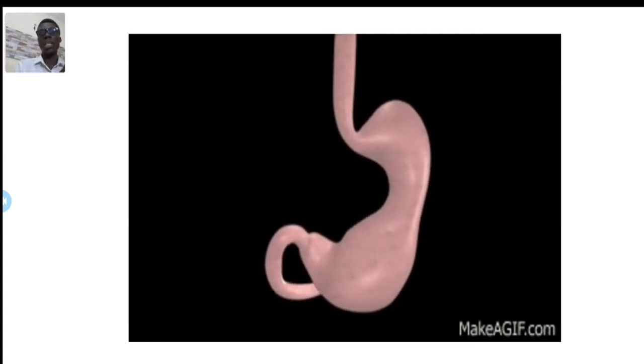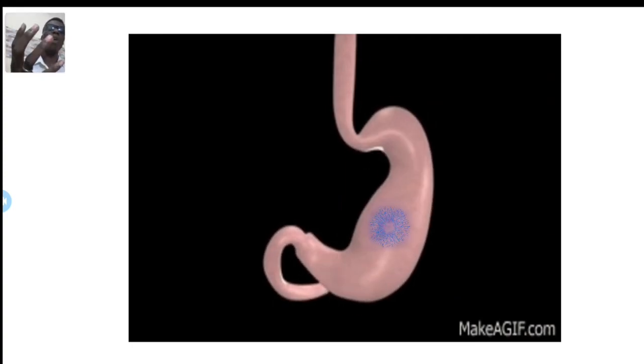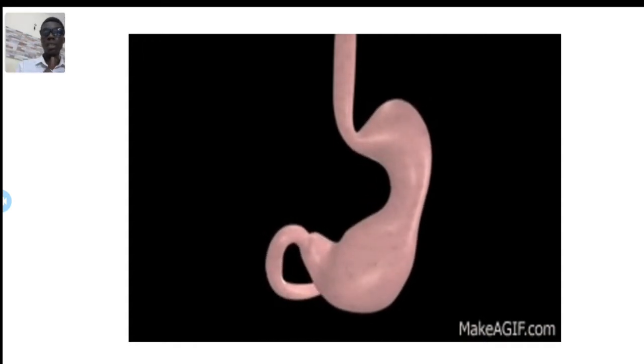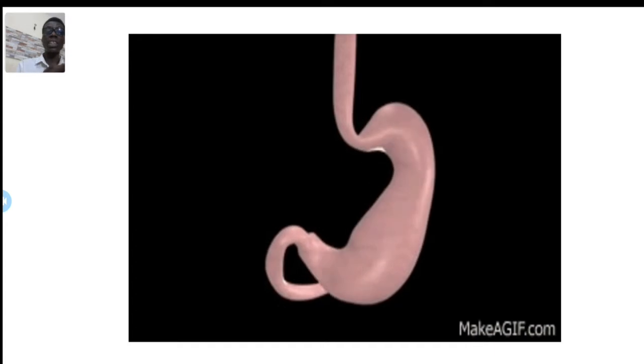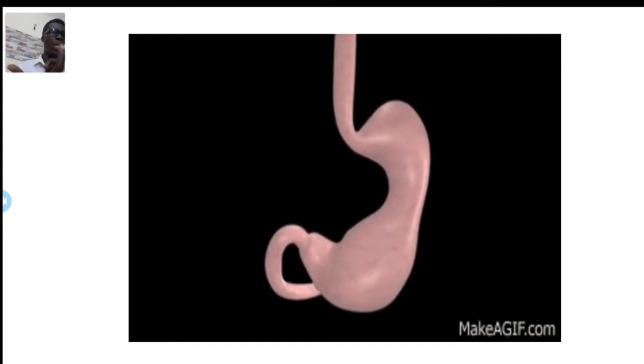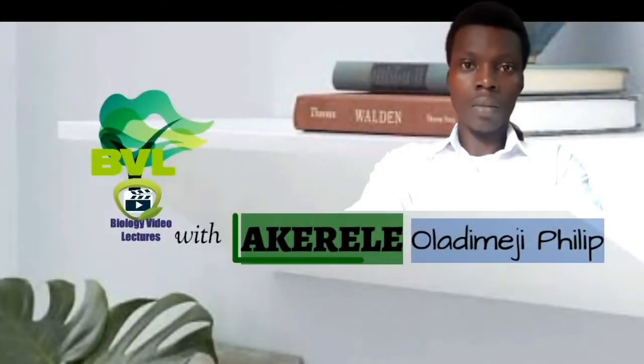That, but this is churning. This is a way of showing you how the content of the stomach is mixed with the gastric juice in it. So this is the effect of the muscular layer, the muscular tissue of the stomach, like I explained at the introduction.